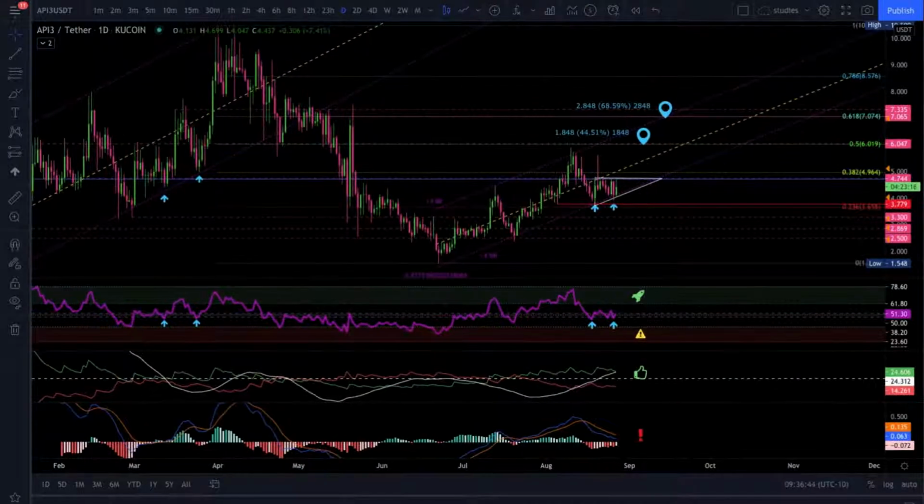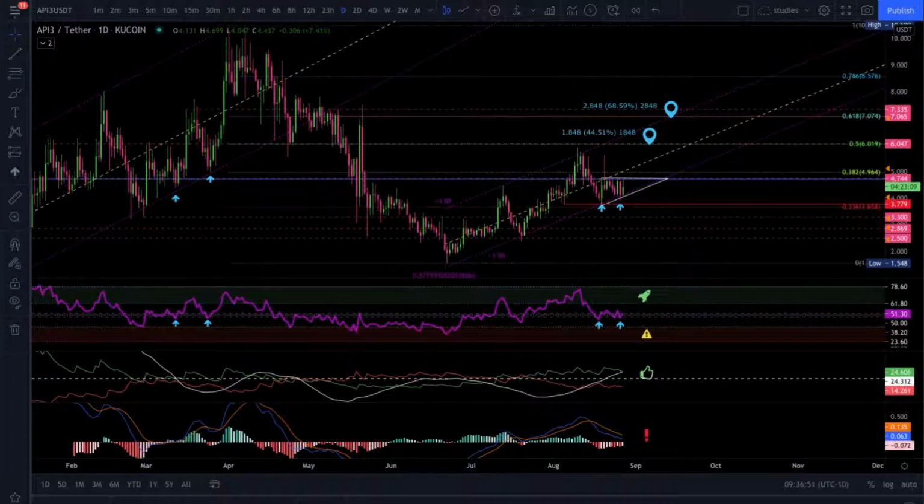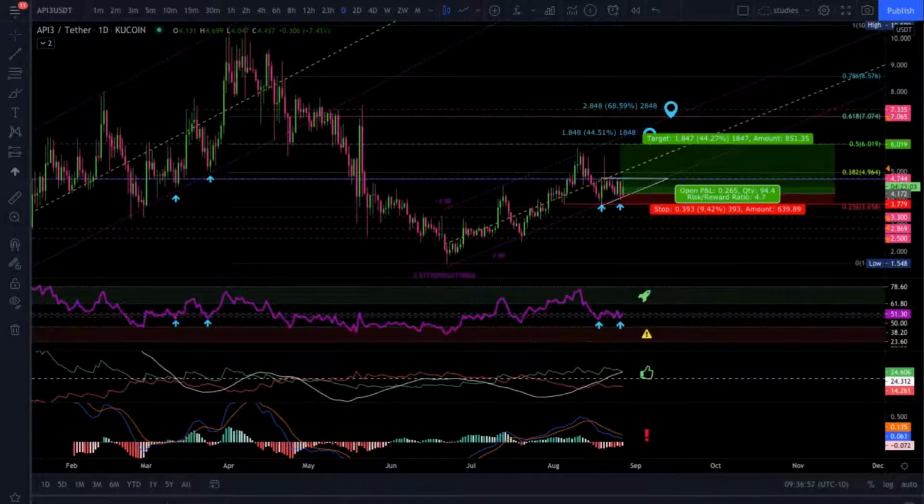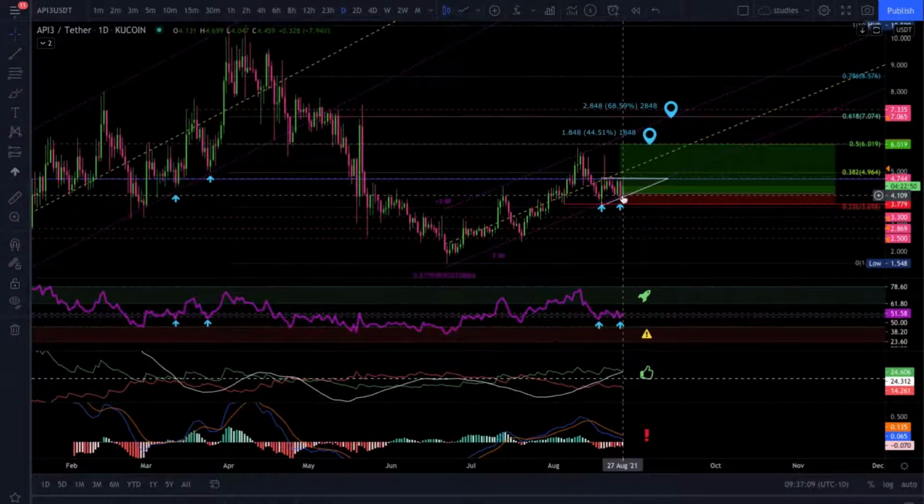So this is what was posted, and this is for API3. This is the final product. I took an entry yesterday, a little bit lower, down here at 417. That was a little bit of a risky entry. We hadn't had this green candle yet at the time, so it could have very easily gone down.